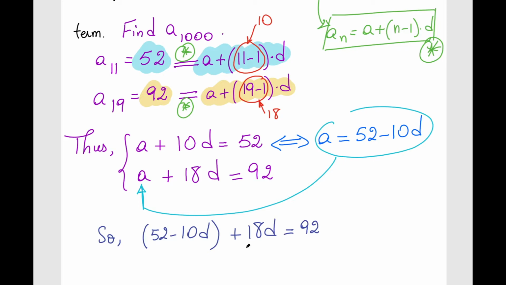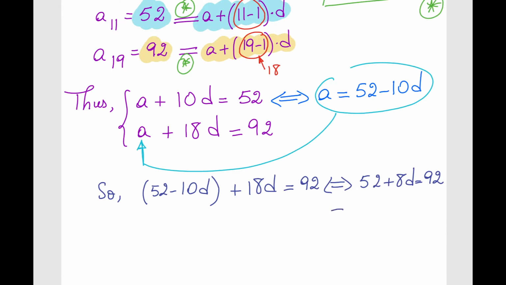All right, if we solve this, what do we get? This is 52 plus 8d is equal to 92, correct? Why? Because 18d minus 10d is 8d. If you subtract 52, 8d is 40, which means d is 5, right? So d is 5. All right, so I know what d is at this point. That's d. How about a?